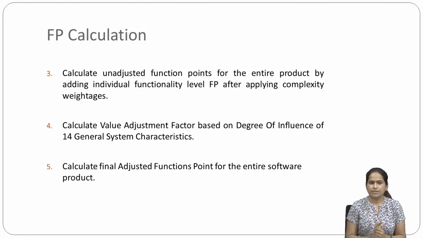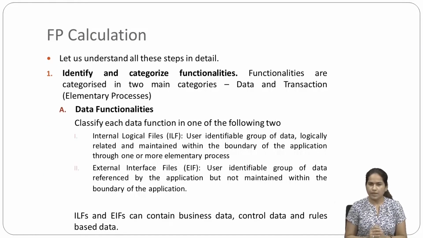Fourth one we have, that is calculate value adjustment factor based on degree of influence of 14 general system characteristics. Whatever general system characteristics you have, based on it you are going to calculate the value adjustment factor, VAF. And fifth one is calculate final adjusted function point for the entire software product. So these are the steps given to you for calculation of FP. Now let us move to the detailing of these calculation steps.